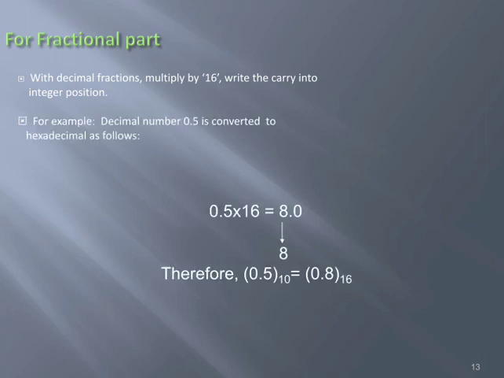That is the only difference. So for a given decimal number 0.5, you will be getting 8.0, and since there is no fractional part after multiplication of 16, then directly you can write 0.8 is the equivalent hexadecimal number corresponding to the decimal 0.5.